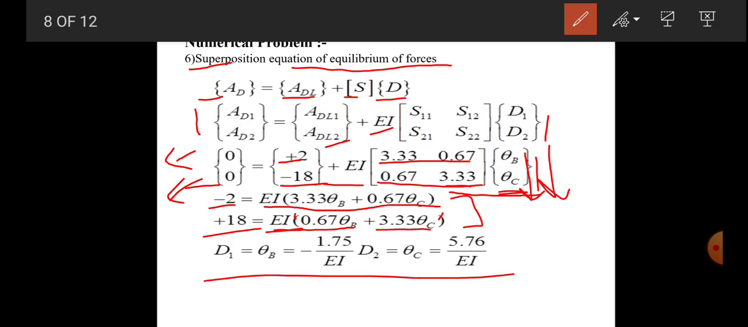By simplifying, we have d1 is equal to theta B is equal to minus 1.75 by EI, and d2 is equal to theta C is equal to plus 5.76 by EI.